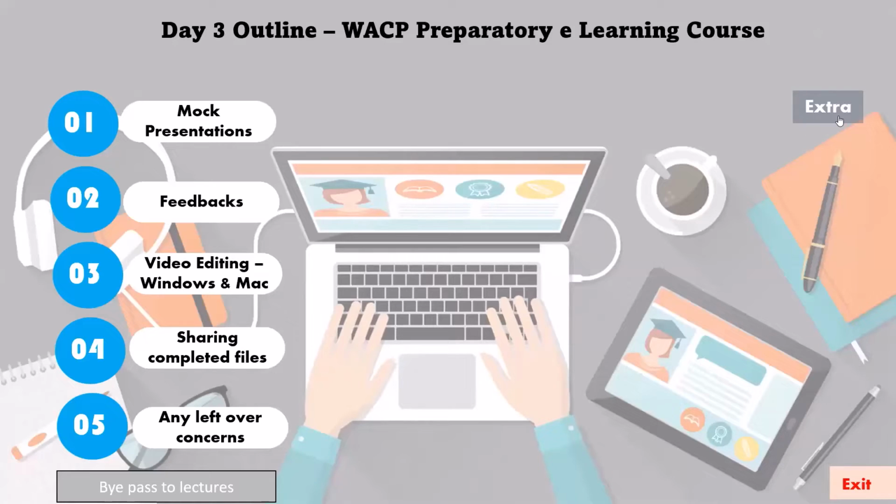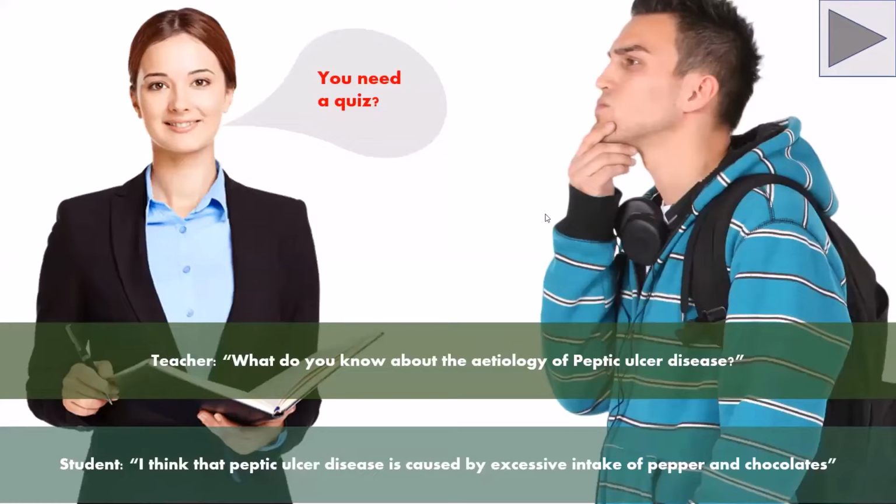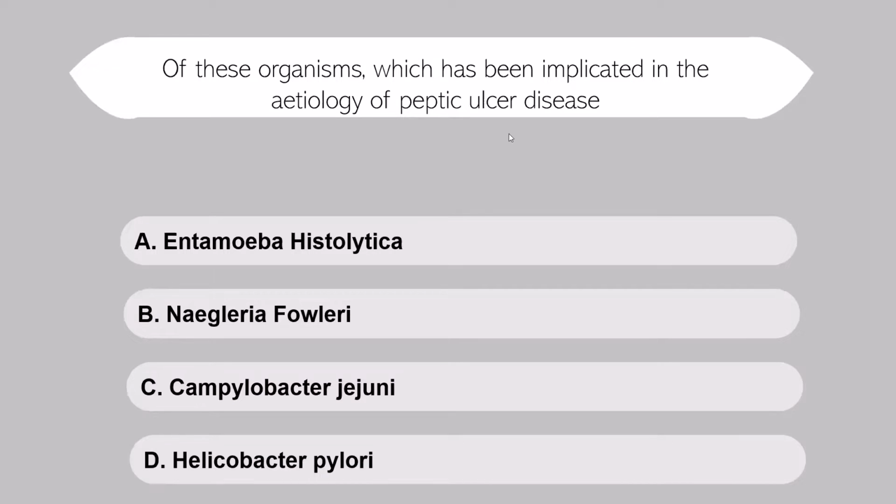And then if, for example, you want to make a kind of an interactive quiz, again, you can actually go to here. You need a quiz, for example. So let's imagine this student is very dumb and doesn't know about the etiology of peptic ulcer disease. And so you can say proceed to quiz. Now see what it looks like.